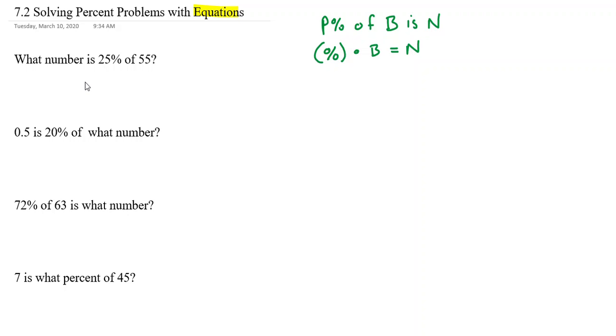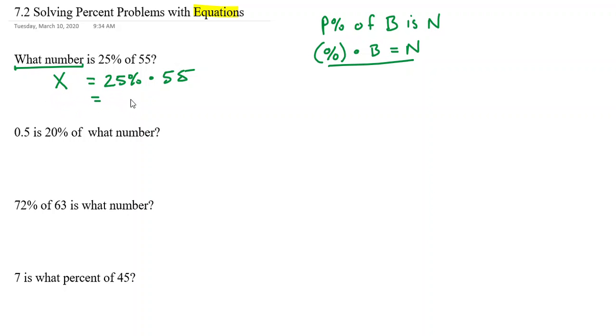So the process that we're going to do is take each sentence and translate it into this sentence, and then we're just going to solve it. So if I say what number is 25% of 55, what number is the question, that's the unknown, so we're going to say x for that, and then is, remember, stands for equals, 25% of 55. So this sentence translates into x equals 25% times 55.